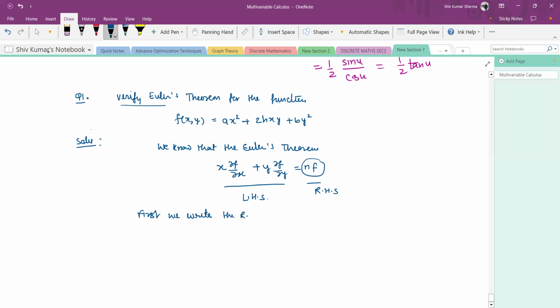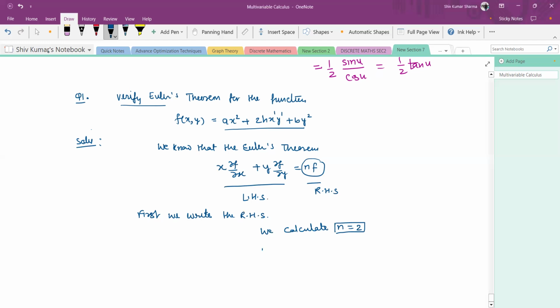For the RHS part, we do just one thing, that means we have to calculate the degree n. So from this given function, what is the value of n? We see that directly. This is a homogeneous function. Every term of a homogeneous function has the same degree. So this is degree 2. The second term also has degree 2, 1 plus 1, and the third term also has degree 2. So this is a homogeneous function of degree 2. So we can write down directly the degree of this homogeneous function is 2. So n equal to 2.